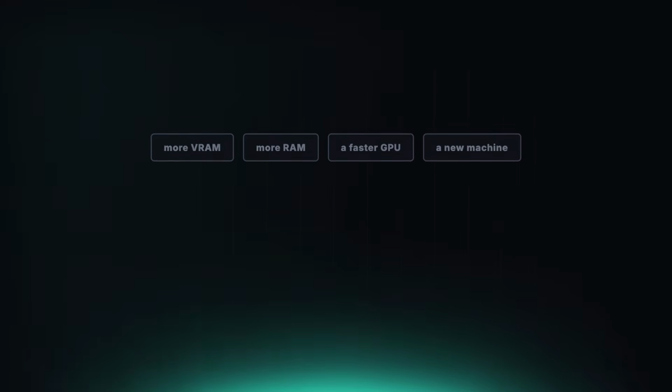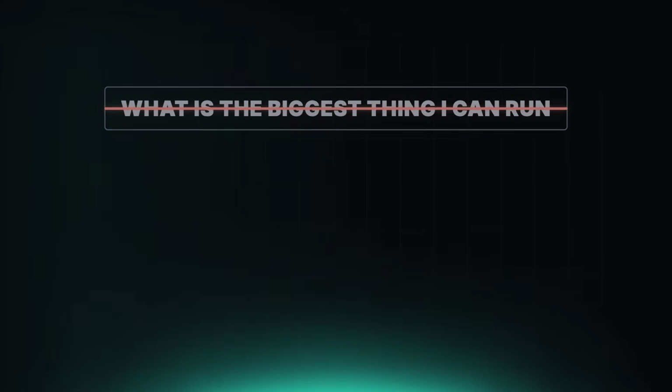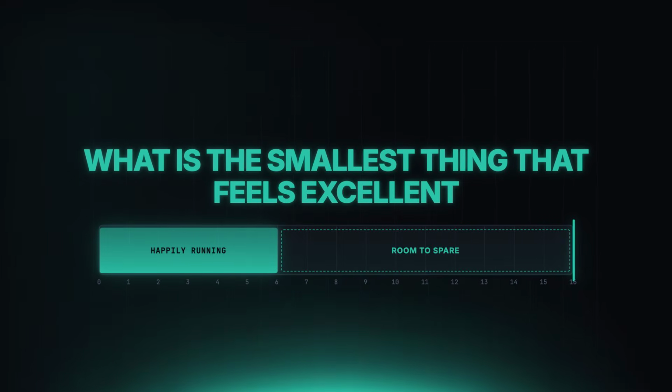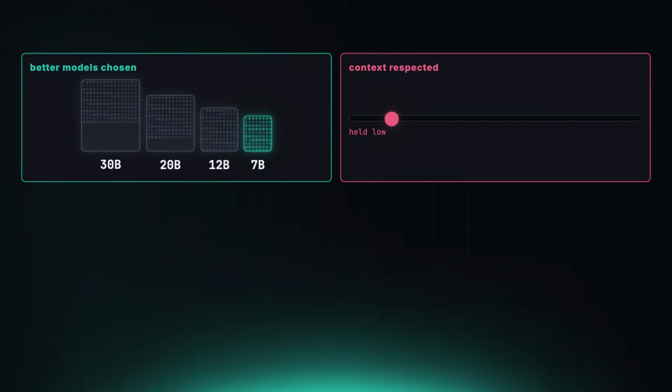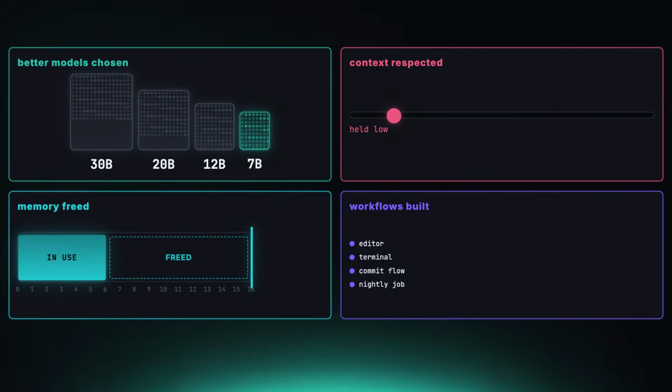But the most important upgrade is mental. Stop asking what is the biggest thing I can run. Ask, what is the smallest thing that feels excellent? That question changes everything. It makes you choose better models. It makes you respect context. It makes you stop wasting memory. It makes you build workflows instead of demos.